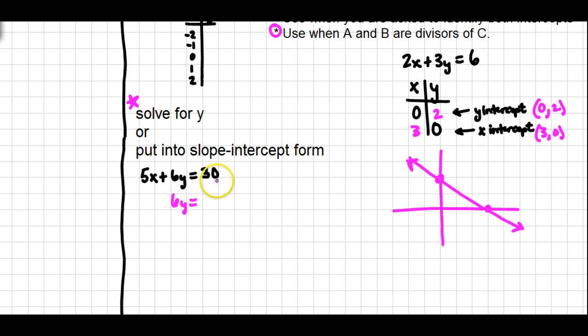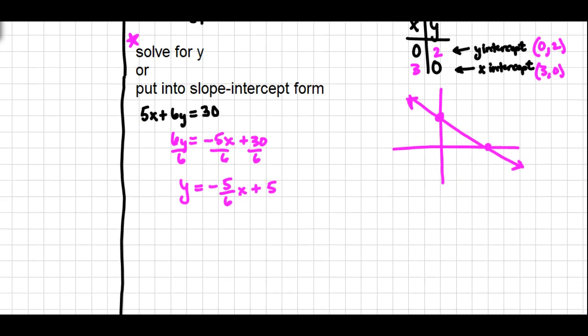So if we add negative 5x to both sides, I get a negative 5x, and then the 30 is still sitting there, and it is a positive number, so I want to add that. To get the y alone now, I would divide by 6. Everything gets divided by 6, and I would recommend that you do that separately for each number. So now my equation becomes y equals negative 5/6 x plus 5. Keep in mind here that the 30 divided by 6 won't always necessarily work out to be a nice whole number, but typically it is.